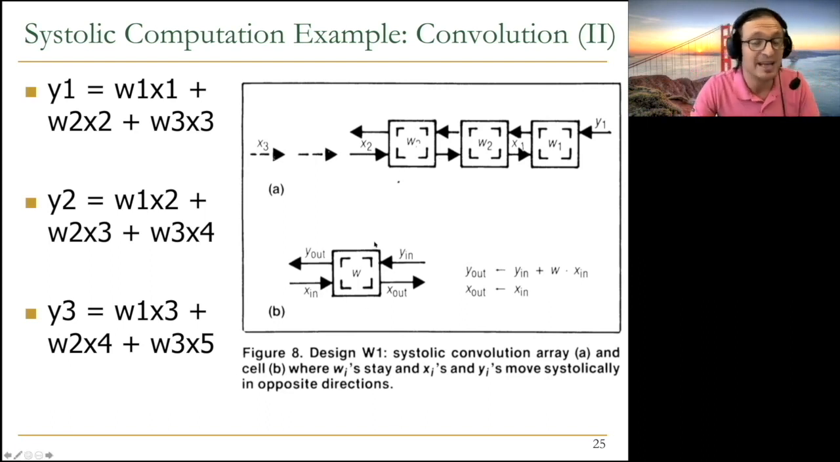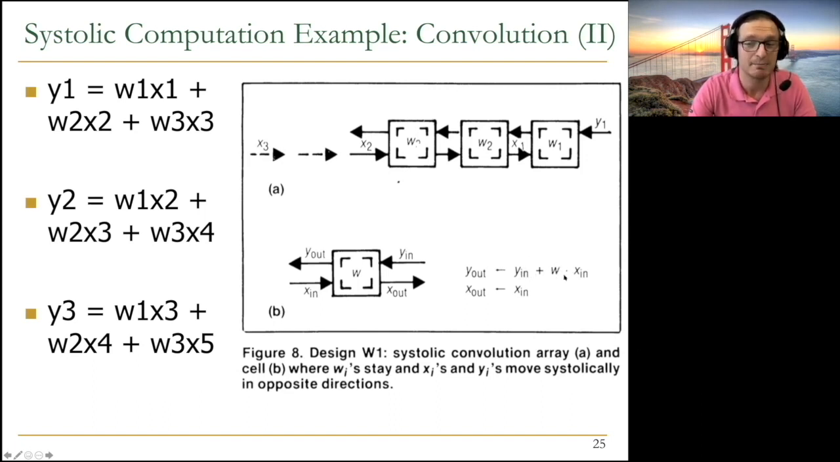And the processing element behaves this way. There are 2 inputs, x in and y in. Y in is going to be the output later on. There are also two outputs, X out and Y out. You can see that X's flow from left to right, Y's flow from right to left. The weight is static. So what this processing element does is it sets X out to X in at the end of the cycle. At the end of the cycle, it sets Y out to Y in plus W times X in.